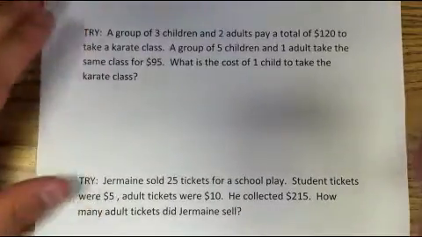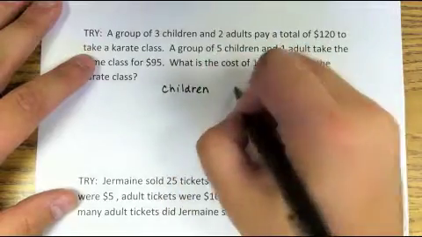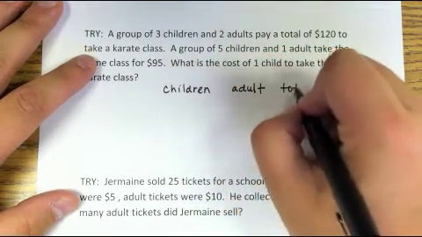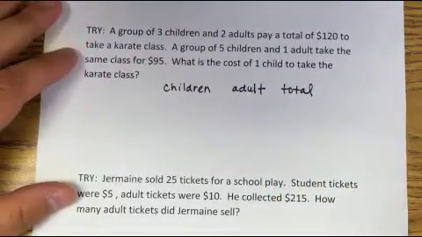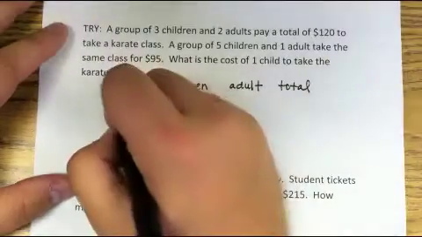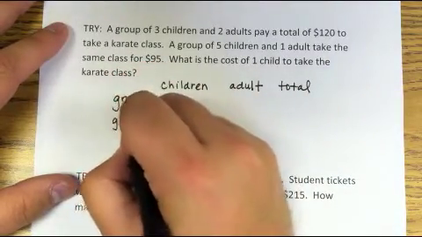The 2 variables that we're talking about here, I see children, I see adult, and I see a total. Okay, and the 2 side things, who's got the children and who's got the adults, well, that's each group. So we've got group 1 and we've got group 2.